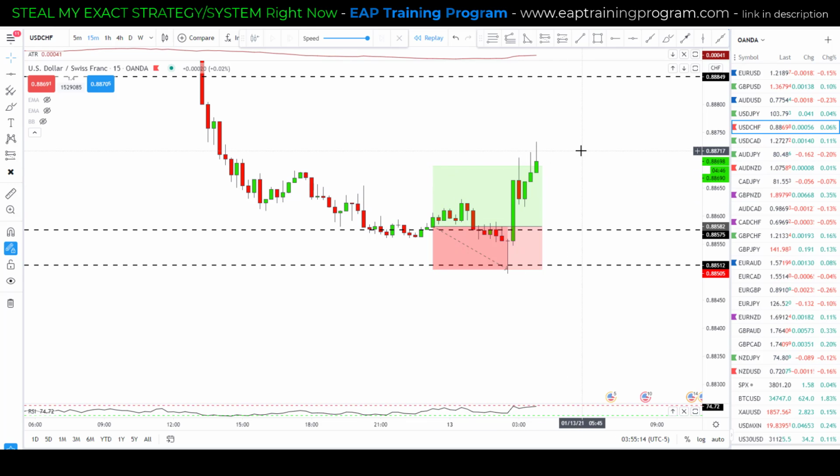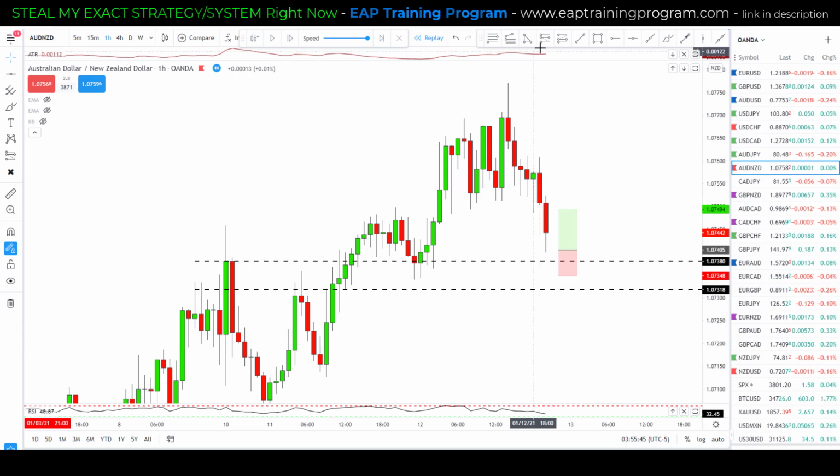But I did get a couple of other trades using this exact strategy, and it's going to give me an opportunity to explain it in a little more detail for you so that you can completely grasp this strategy and how to use it on your own. The first pair we're going to take a look at that I had another trade just like this on is the Aussie New Zealand.